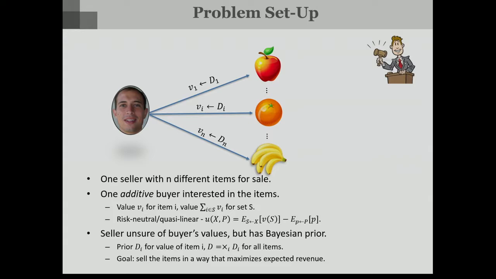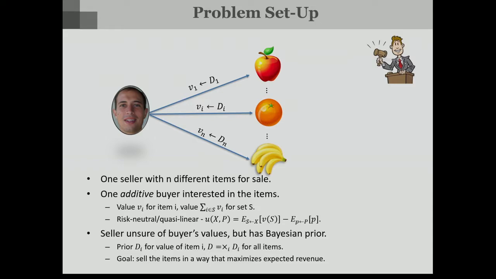And so that means that the buyer has a value, v_i, for item i, and his value for a set of items just sums his value for every item in that set. The buyer is going to be risk neutral and quasi-linear, which just means that his utility for receiving a random set and paying a random price is just his expected value minus the expected price he pays.